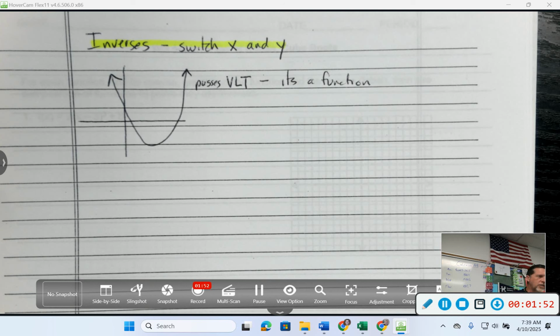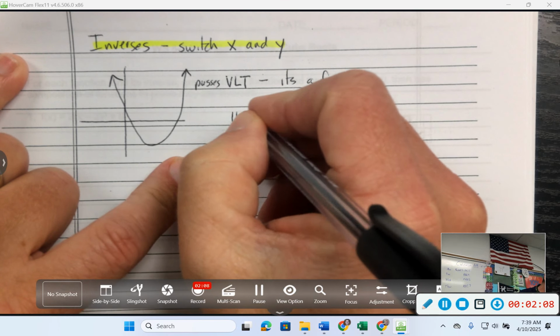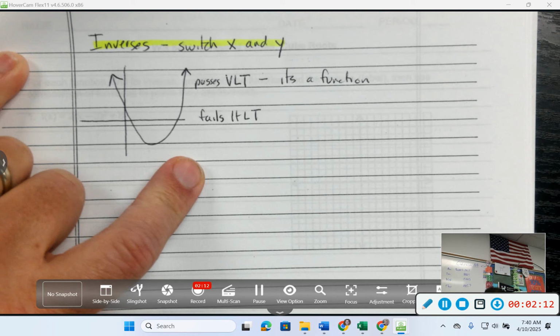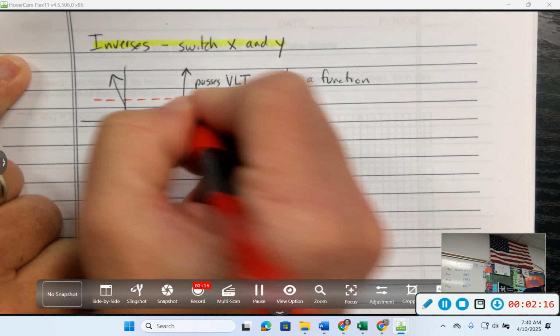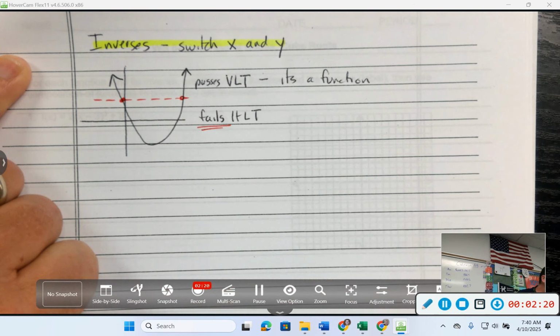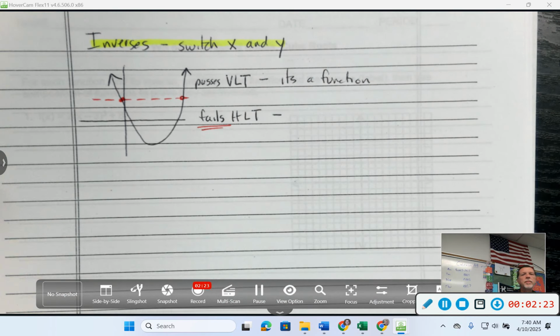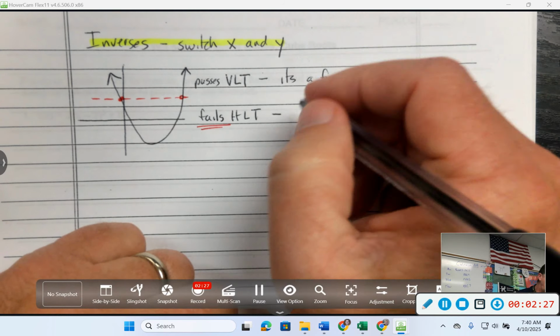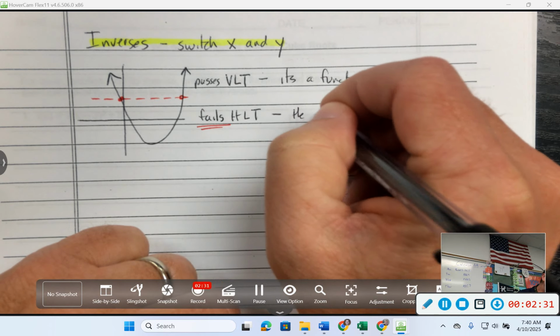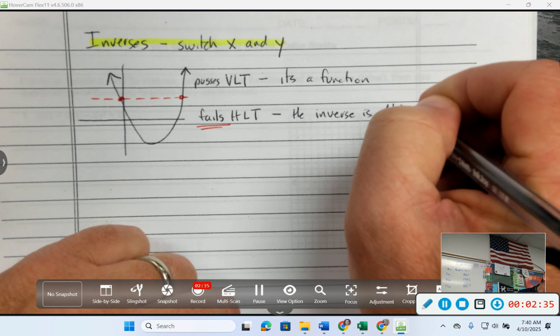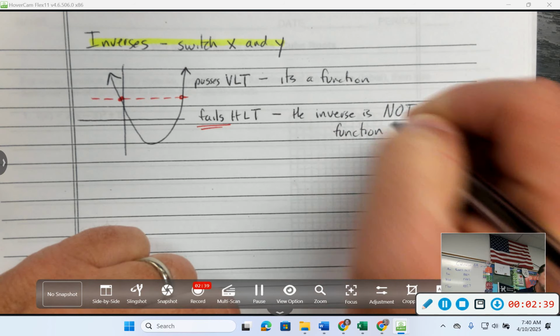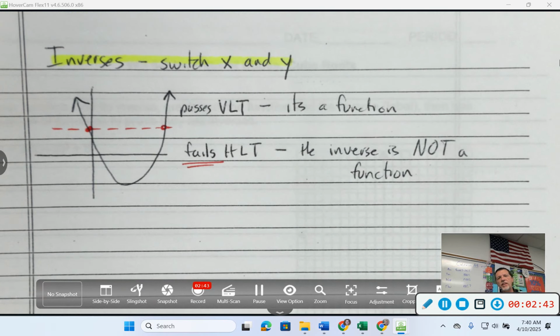Inverses have to pass an extra test. Do you know what the extra test is? If you switch x and y, then from going this way, now you're going this way. The horizontal line test. This one fails the horizontal line test, right? Because it intersects it twice. Now, let's be careful about what that means. It doesn't mean it doesn't have an inverse. It means the inverse is not a function. So it's still a function test, but instead of testing the original, you're testing the inverse.